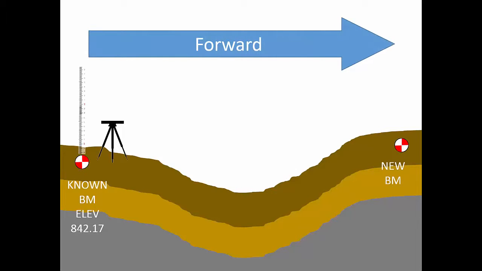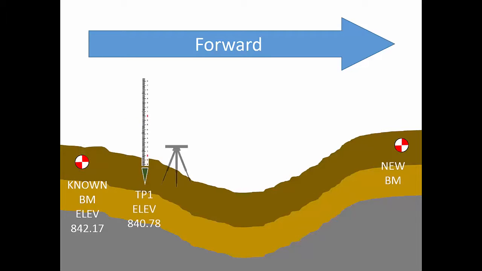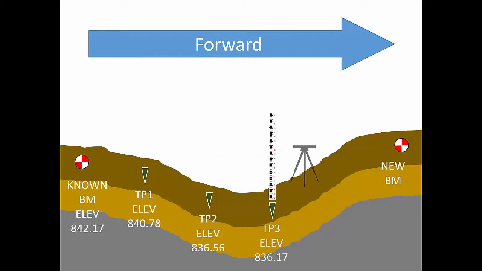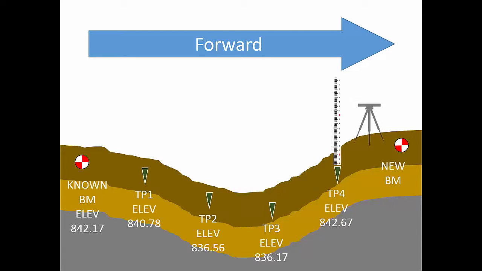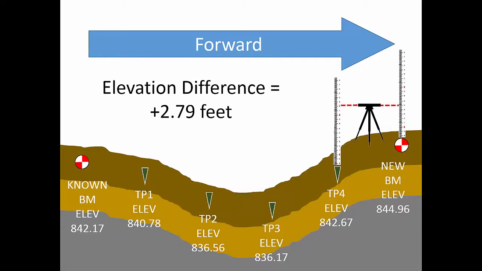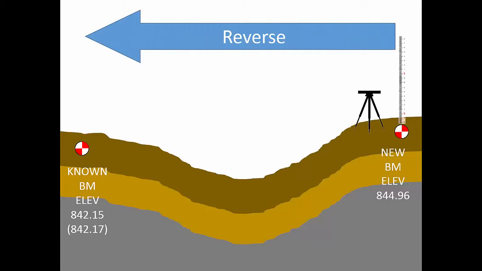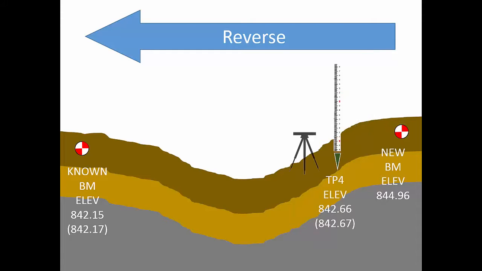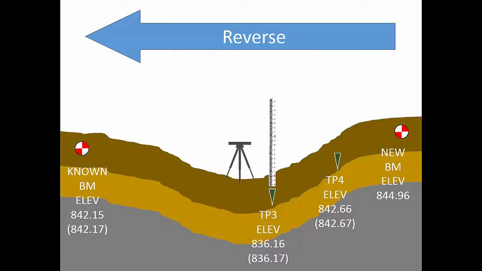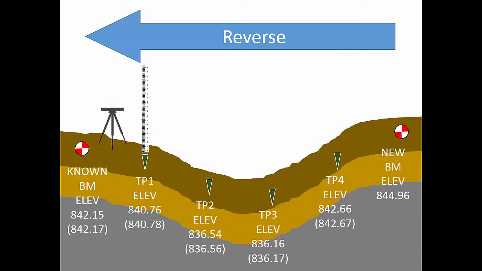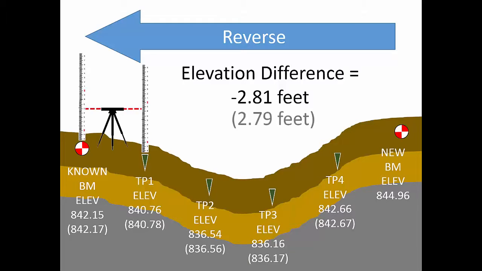The forward run in my benchmark circuit produced an elevation difference of positive 2.79 feet. Well, that value is positive because the new benchmark elevation on the right is higher than the starting elevation you see over here on the left. By contrast, the reverse run yielded an elevation difference of negative 2.81 feet. It makes sense that this value is negative since the reverse run starts higher and ends lower. So the absolute value of these results differs by only 0.02 feet. That's a fairly small error for a survey of this type.